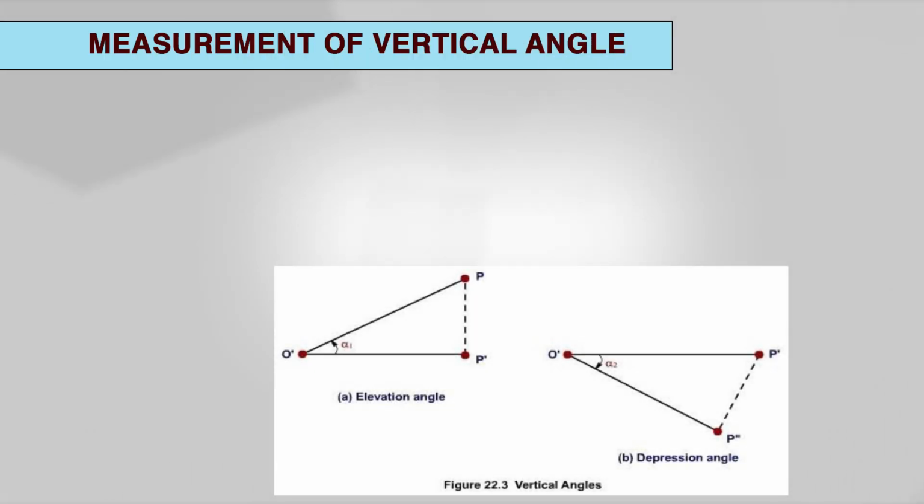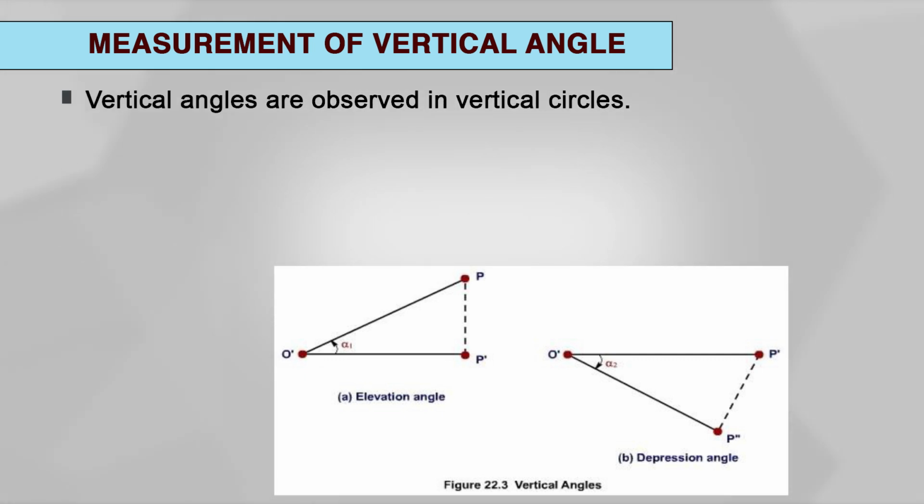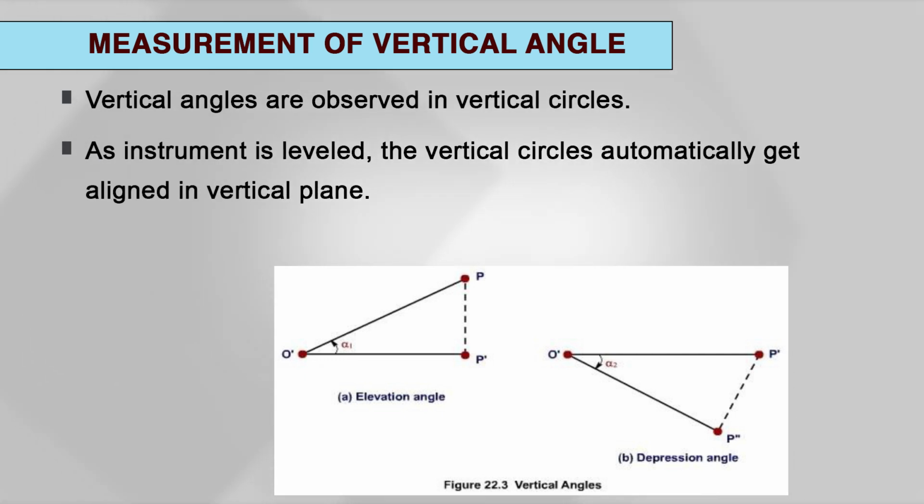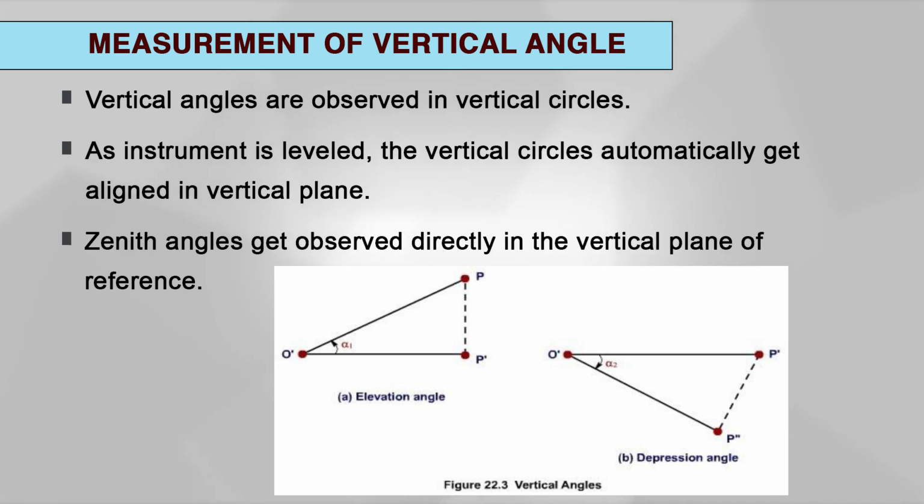Let us discuss the next application of the total station, that is measurement of vertical angle. As the horizontal angle is measured in the horizontal plane and the vertical angle is measured in the vertical plane, the principle of measurement is the same, but the difference is only in the plane. Vertical angles are observed on the vertical circle. As the instrument is leveled, the vertical circle automatically gets aligned in the vertical plane. Zenith angles are observed directly in the vertical plane of reference. Altitude angles are computed from the observed zenith angle.